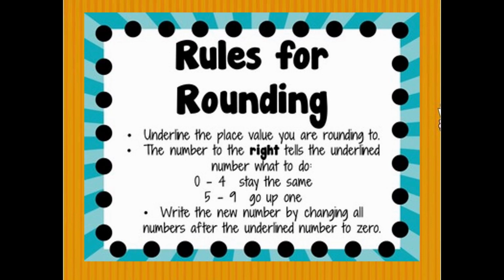Step 2. The number to the right tells the underlined number what to do. 0, 1, 2, 3, and 4 stay the same, or we can call it round down. The digits 5, 6, 7, 8, and 9 go up 1, or plus 1 to the digit. This is what we call rounding up.